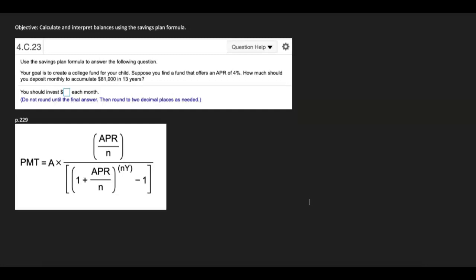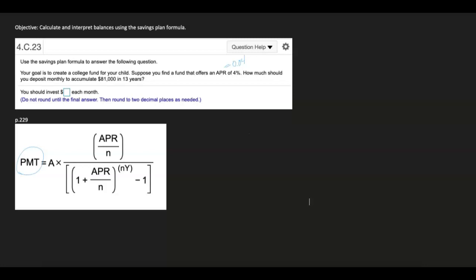So that's fairly simple to identify, but I do just want to make a note that this really, technically, I'm going to write here 0.04 because I must express that in the decimal form. How much should we deposit monthly? That's the PMT. That's the part we want to know. And again, that's the reason we picked this version of that formula.